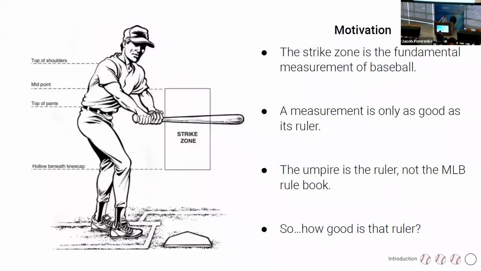So we're excited to share with you the results of our research to measure the size and shape of the MLB strike zone, as it's called during the game. As we all know, the strike zone is the fundamental measurement in baseball, and a measurement is only as good as its ruler. And umpires are the ruler by which we measure balls and strikes. Umpires are human, which means the measure of balls and strikes involves judgment. And in any repeated event involving judgment, we expect variability in the ruler's assessment. So how good is this ruler? Let's find out.